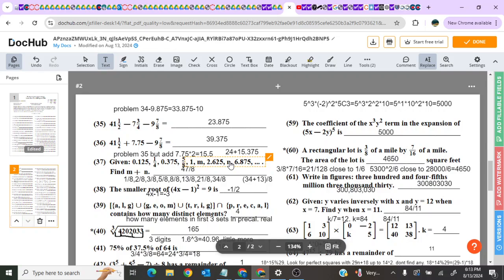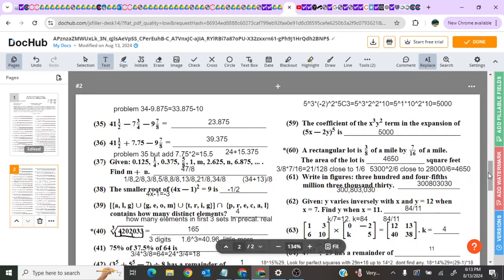Smaller root of 4x minus 1 squared is equal to 9 is what? Well, smaller root means that when you take the square root, you make this negative. So 4x minus 1 is equal to negative 3. And then you just solve for x. And you get negative 1/2.